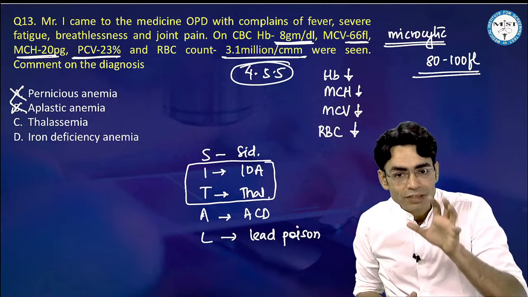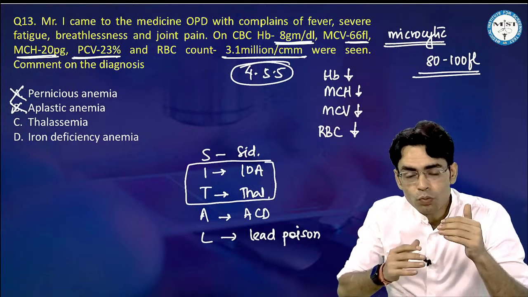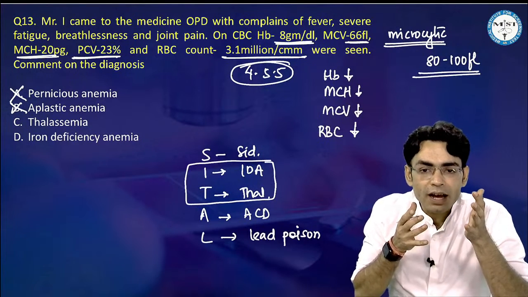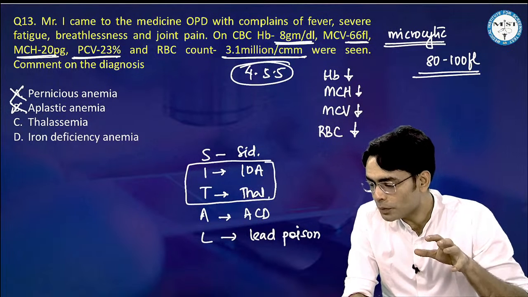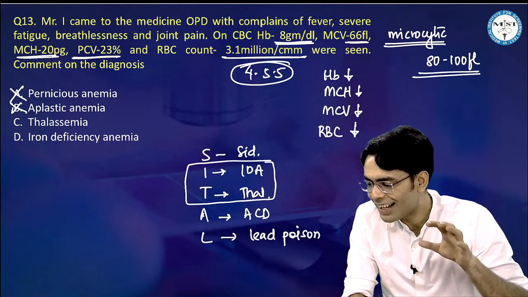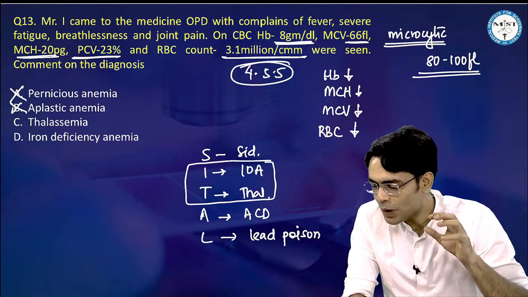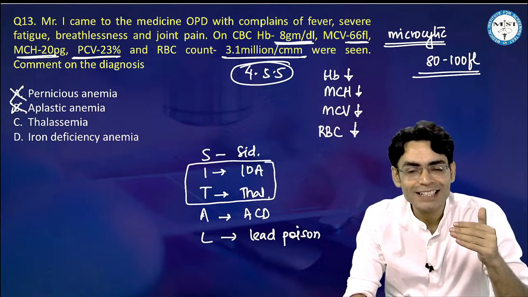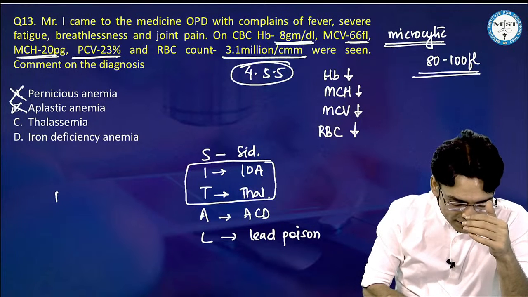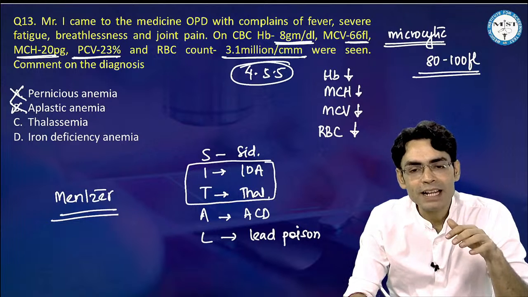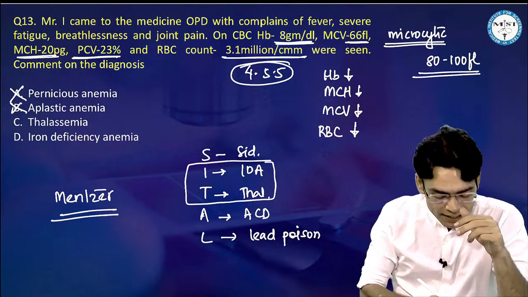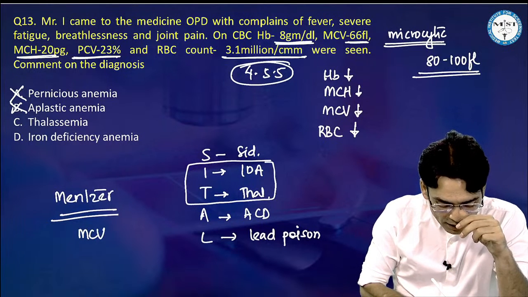Now, whenever you have this kind of a problem, when you want to differentiate between iron deficiency anemia and thalassemia, you people must know what index we use here. The index we use is the Mentzer index. Now, what is the Mentzer index? It is your MCV upon RBC count.